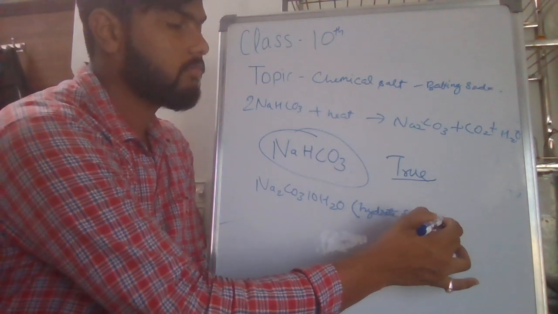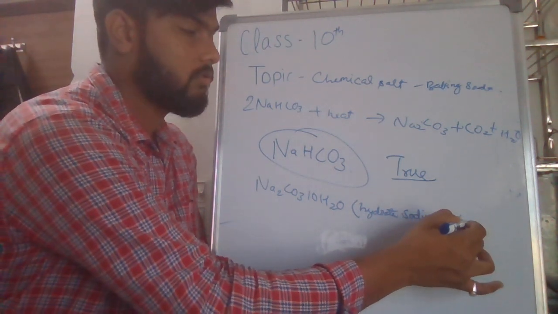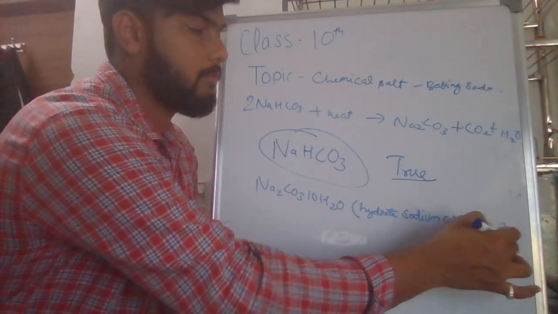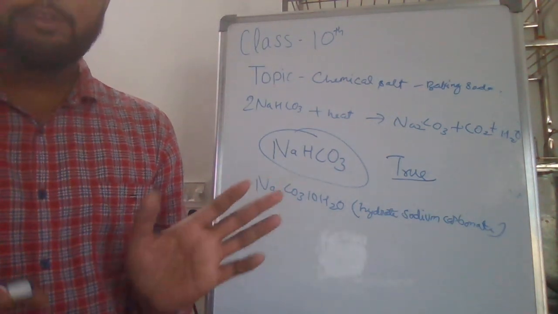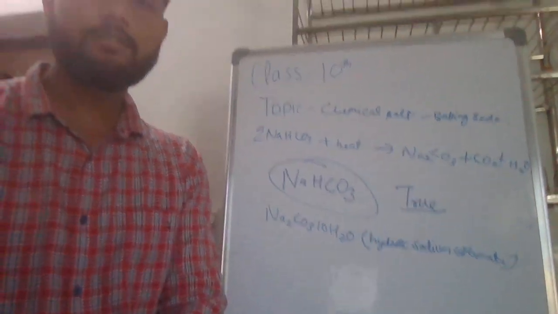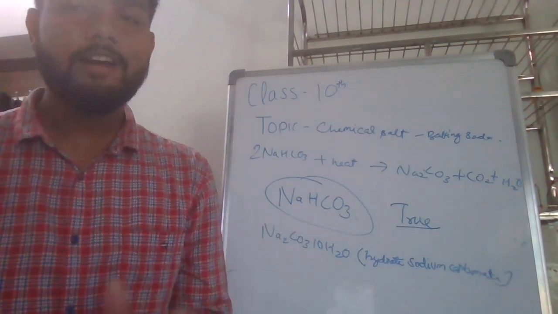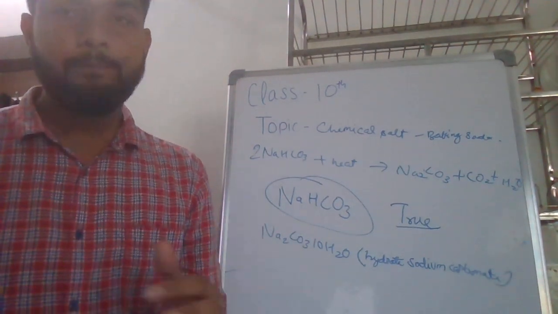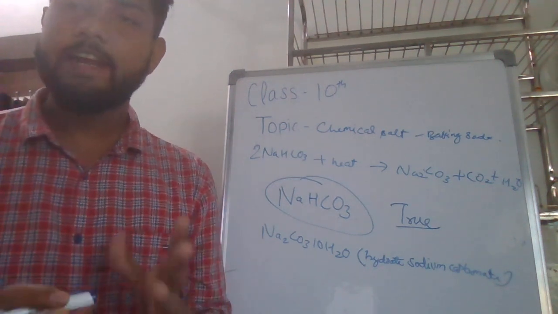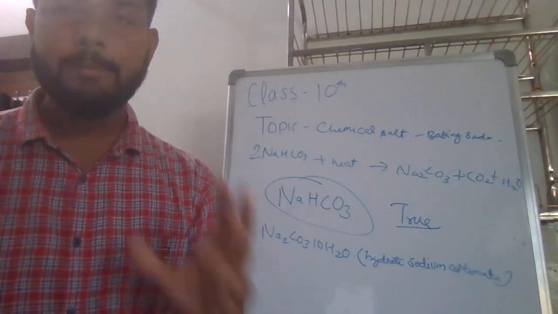Hydrated sodium carbonate. Okay, this formula we have used. So after that, sodium carbonate can be obtained by heating baking soda. Recrystallization of sodium carbonate gives washing soda. It is also a basic salt.